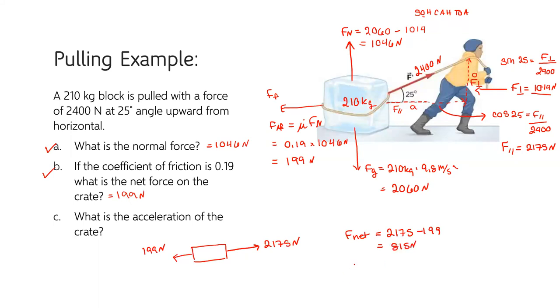Now we can find acceleration. So F net equals mass times acceleration. So 1976 is equal to 210 kgs times acceleration, divide both sides by 210. That is an A, not a G, sorry.